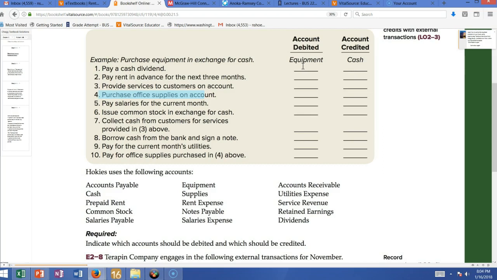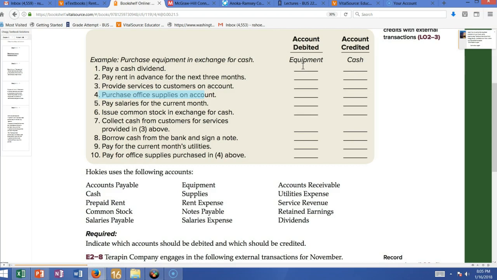Now that they're paying us our money, what gets debited? What gets credited? Accounts receivable. And accounts receivable gets credited. Think about it. They owed us money. Once they pay us the cash, they don't owe us that anymore, do they? So we reduce that accounts receivable.